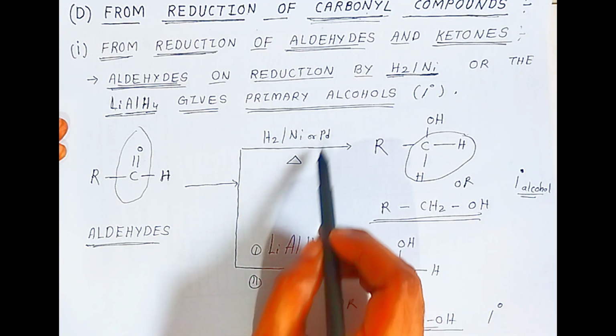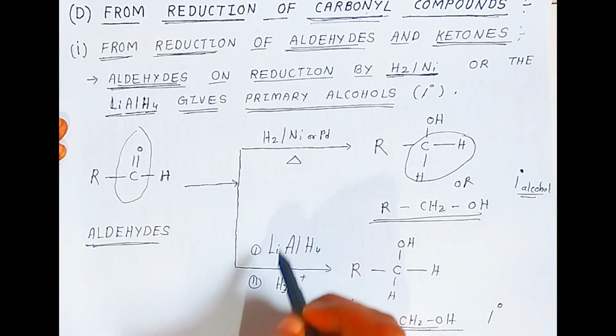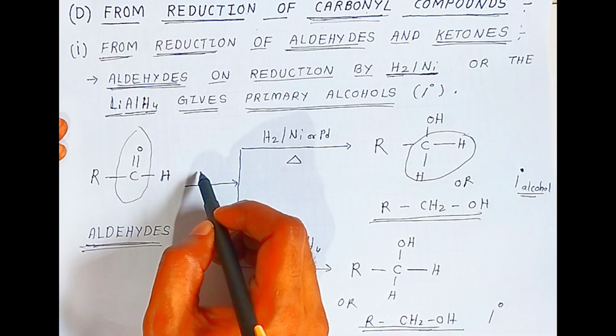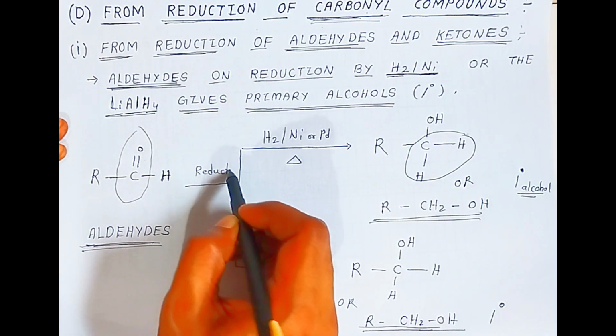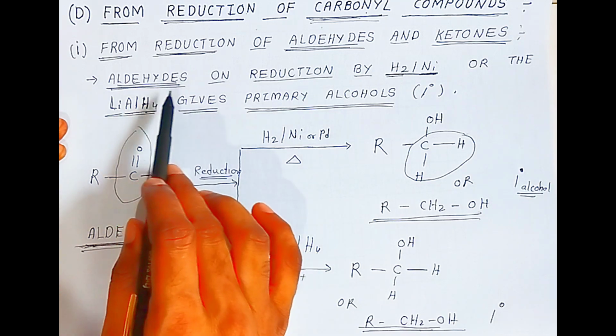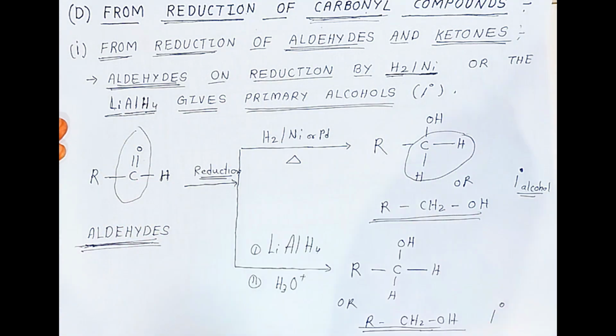So this way, students, you can prepare primary alcohol, first degree alcohol, from aldehyde by two methods: by passing hydrogen gas in presence of nickel or palladium, or if you don't have this, you can use lithium aluminum hydride in acidic medium. This is reduction, students. This reaction is reduction. The addition of hydrogen to this aldehyde molecule is called reduction. So aldehyde on reduction gives you primary alcohol.